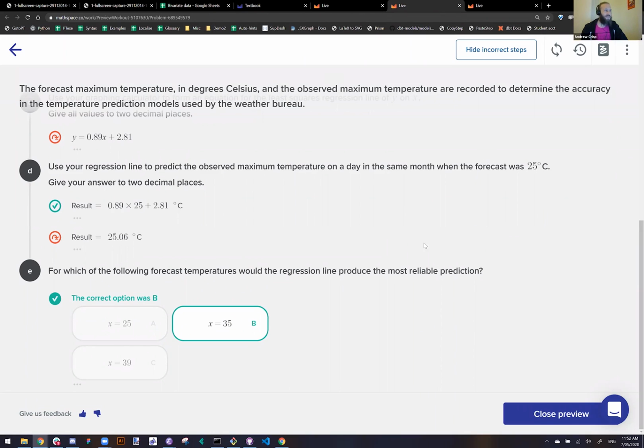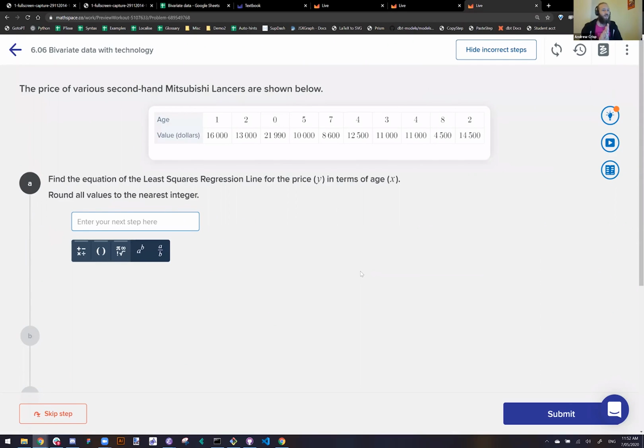Got a few more minutes. I'll see if I can do one more. The price of various second-hand Mitsubishi Lancers are shown below. Find the equation of the least squares regression line for the price in terms of age. The best thing to do in this instance is, of course, throw it into your calculator or throw it into your software.